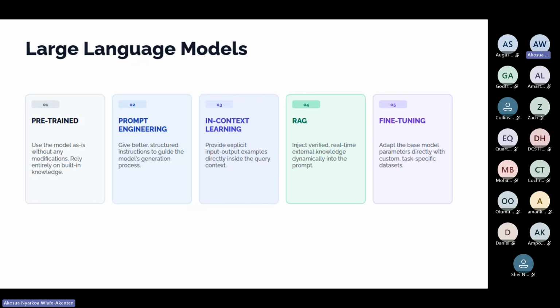So with pre-trained models, you don't need to do so much, but it comes with some disadvantages. If it's open source, some of the weights may be large, and you may need some compute resources to be able to run inferences from these models.